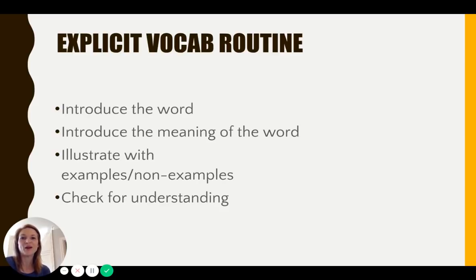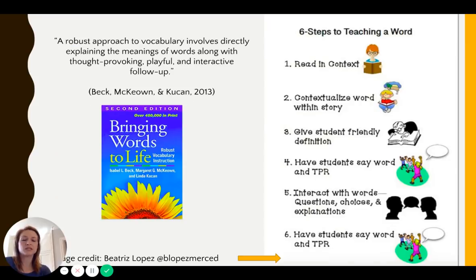If you follow me on Twitter, you know that I'm an avid reader, and I love to read books that help me know strategies that I can use with English learners and just how to be a better teacher for English learners. A couple of the resources that I've used that have given me an idea of the extent of the depth to which I want to incorporate in my vocabulary routine are Bringing Words to Life. And on the next slide, there's some additional steps from Robert Marzano.